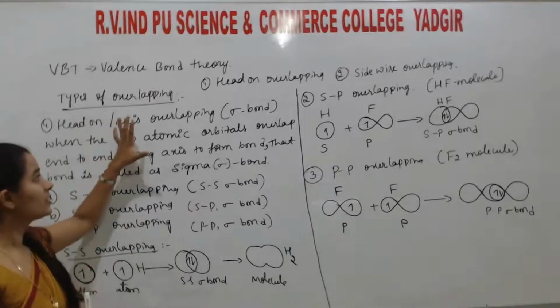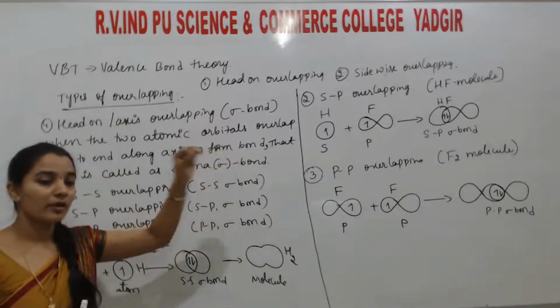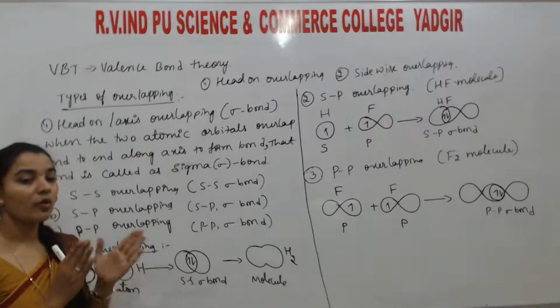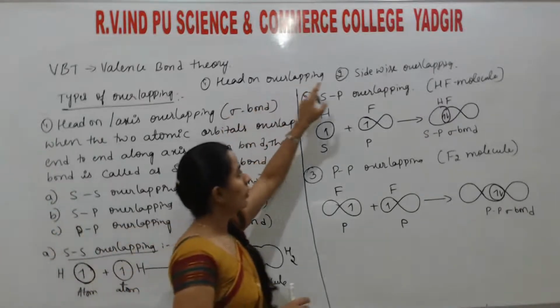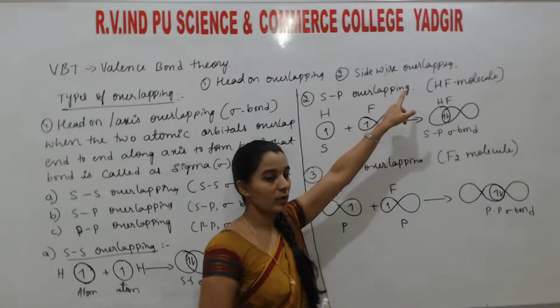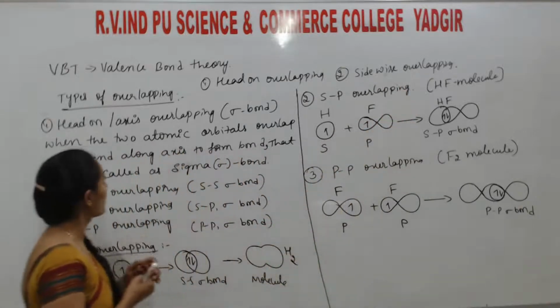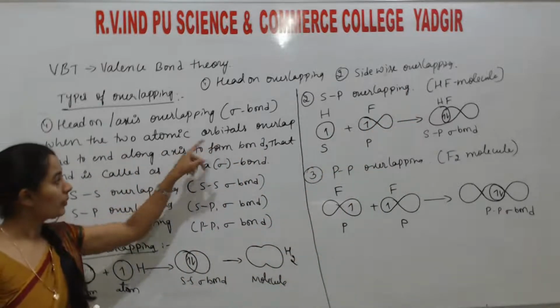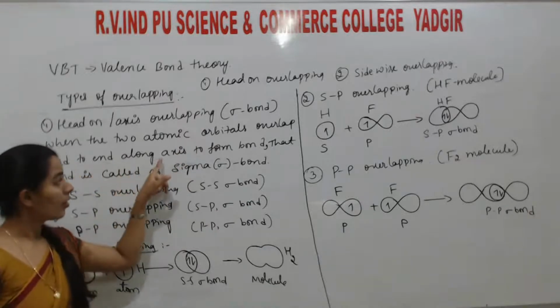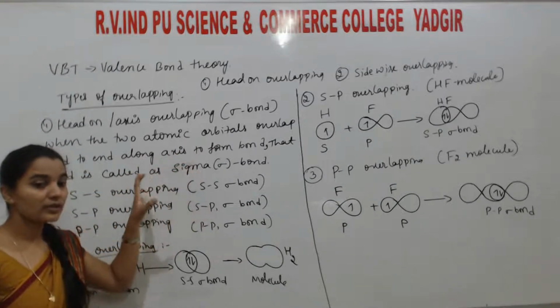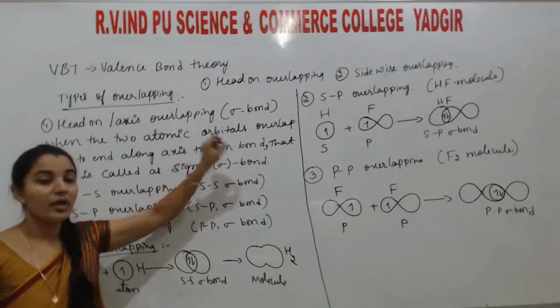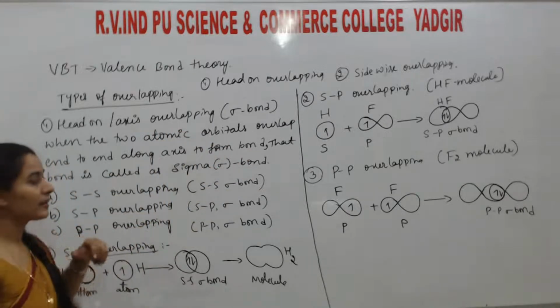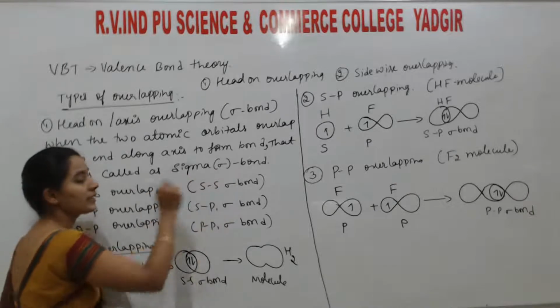Valence bond theory tells about overlapping of the atomic orbitals. That overlapping of atomic orbitals takes place in 2 ways. One is end-on overlapping, another one is sideways overlapping. End-on overlapping is when 2 atomic orbitals overlap end to end along the axis to form a bond. When this type of overlapping takes place, that bond is called a sigma bond.